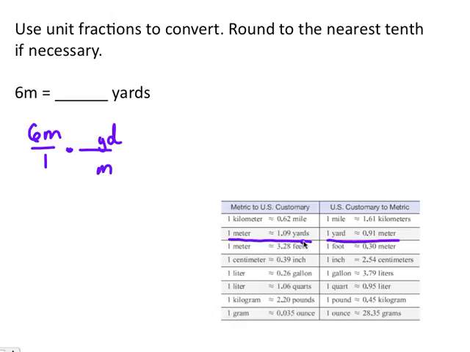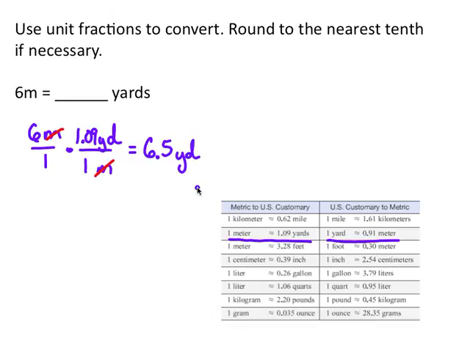So let's say we use this first one. It says 1 meter equals 1.09 yards. So over here, 1 meter, and on top, 1.09 yards. Okay, so we can cross cancel our meters, and then all we need to do is multiply straight across here. You can pull out your calculator to help you out, but we end up getting 6.54 yards.